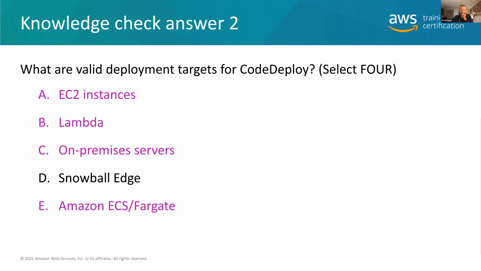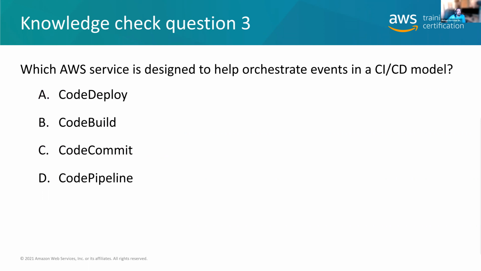So strange. Snowball Edge is the one, right? So just note, by the way, it integrates with Lambda, ECS, and anything that can run an agent. So if you have EC2 instances or on-premise instances, you can run CodeDeploy. Okay, which of these is actually an orchestrator for events like building and deploying and committing inside a CI/CD pipeline?